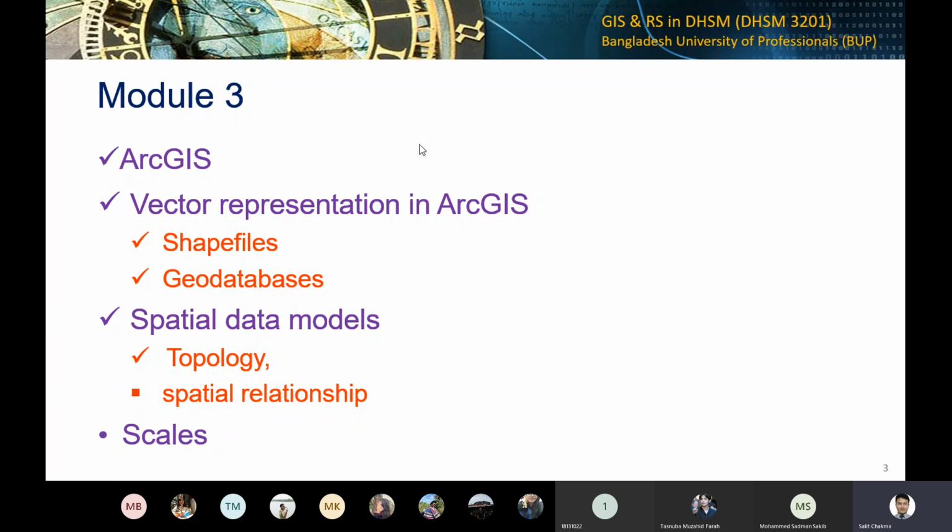So in our previous lectures, we have already covered these components of module 3: ArcGIS, vector representation in ArcGIS, spatial data models, and from spatial data models, we talked about topology in last class. Now, what is left is the spatial relationship and finally the scales.